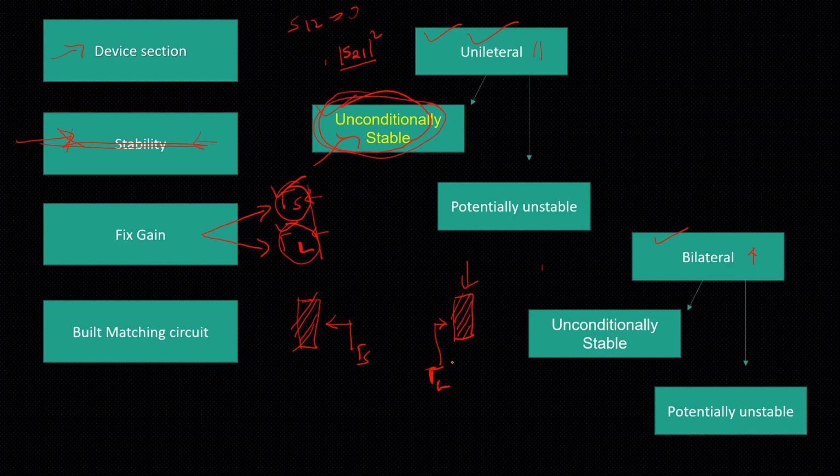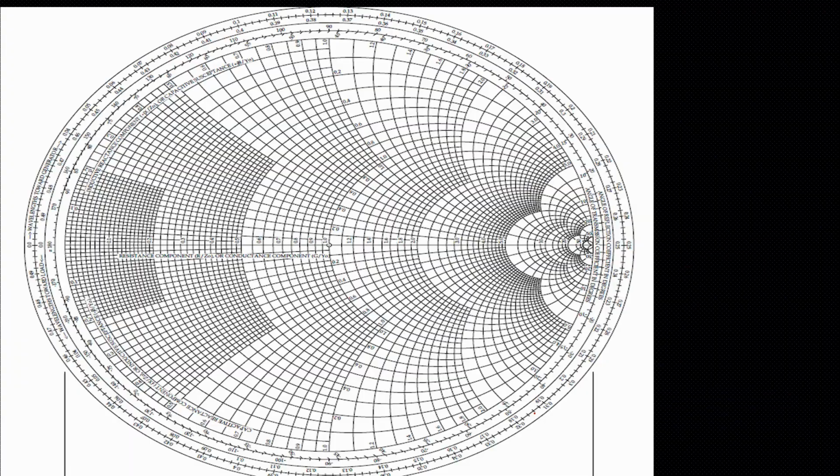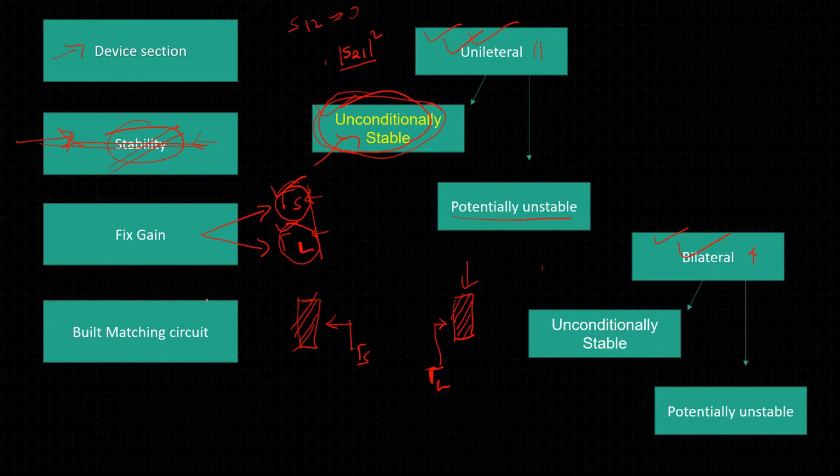Okay, so these are the steps, and using these steps I can design for unilateral and also for bilateral. If it is potentially unstable, then we need to do the stability criteria, like we need to stabilize our device, otherwise we can skip this part. So now the main focus is that we want to decide on gamma S and gamma L.